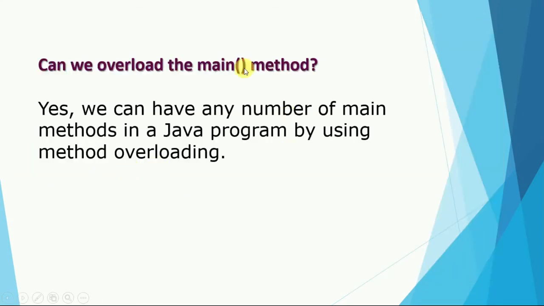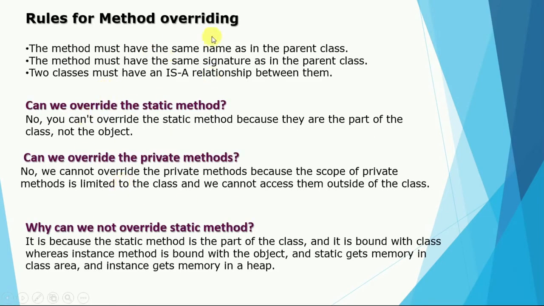Can we overload the main method? Yes, we can have any number of main methods in a Java program by using method overloading. The rules for method overloading we already discussed. Rules for method overriding: the method must have the same name as in the parent class, the method must have the same signature, and there must be an IS-A relationship, a child-parent relationship, between them.